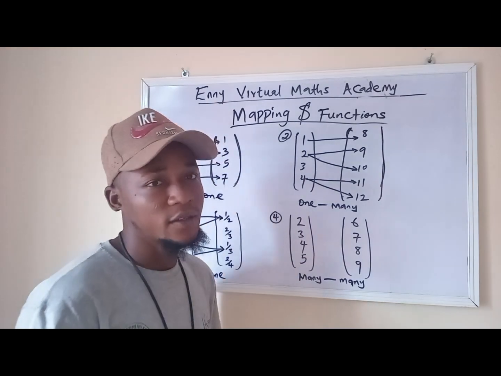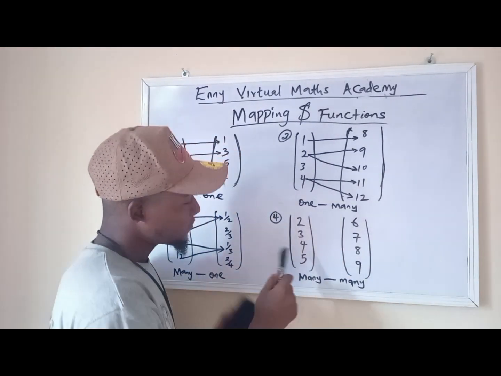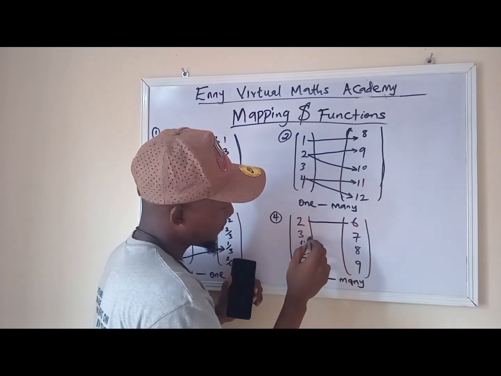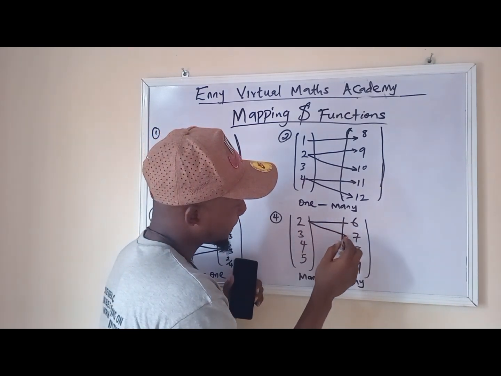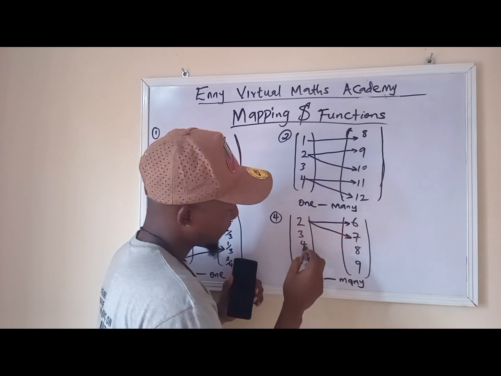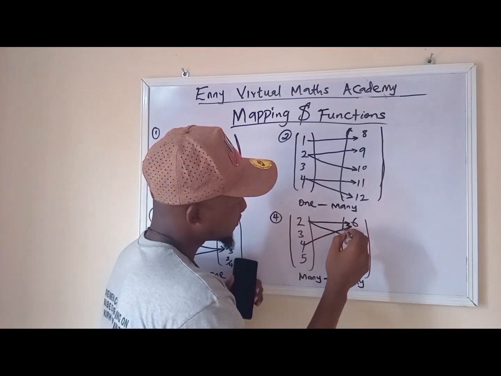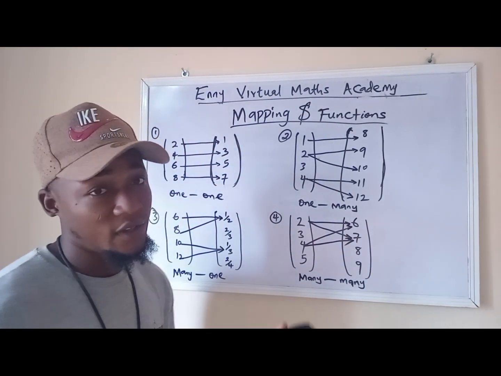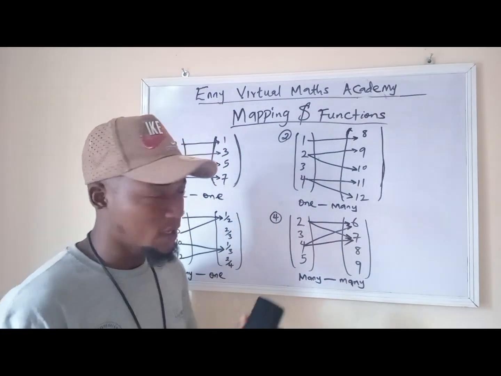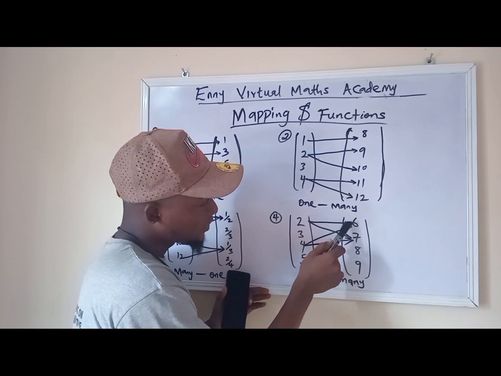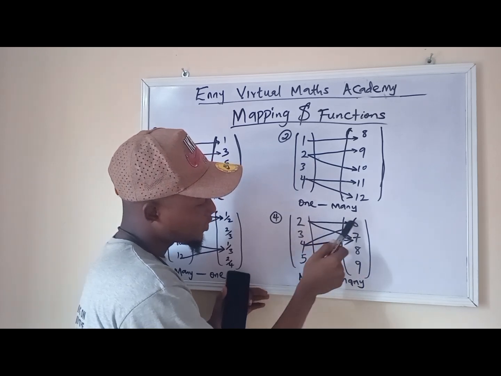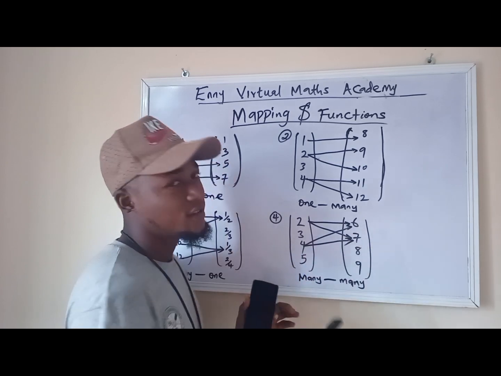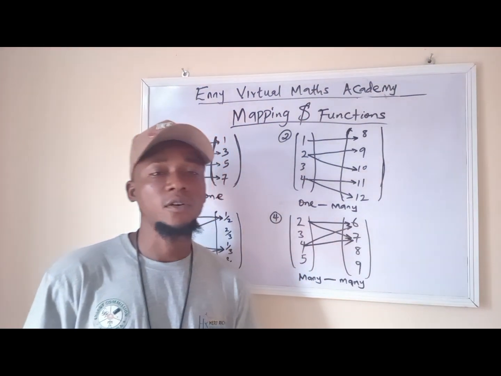Now on the last part, where we have many to many, this one here. We also have 4 going to 6. I have 4 going to 7. This is a perfect example of what? Many to many. This is 1 here going to this, 2 here going to 6 and 7, and we also have 4 going towards 6 and 7. That is a perfect example of what we call many to many.